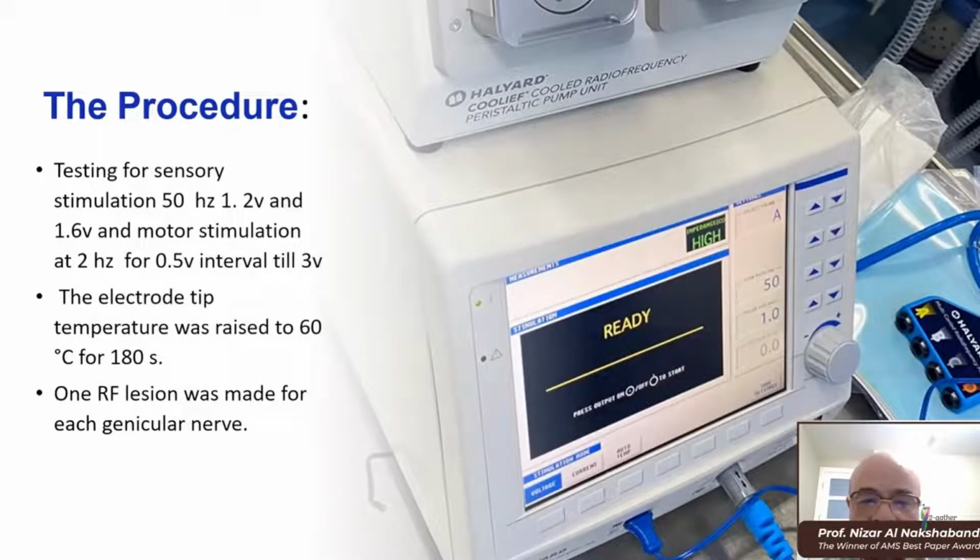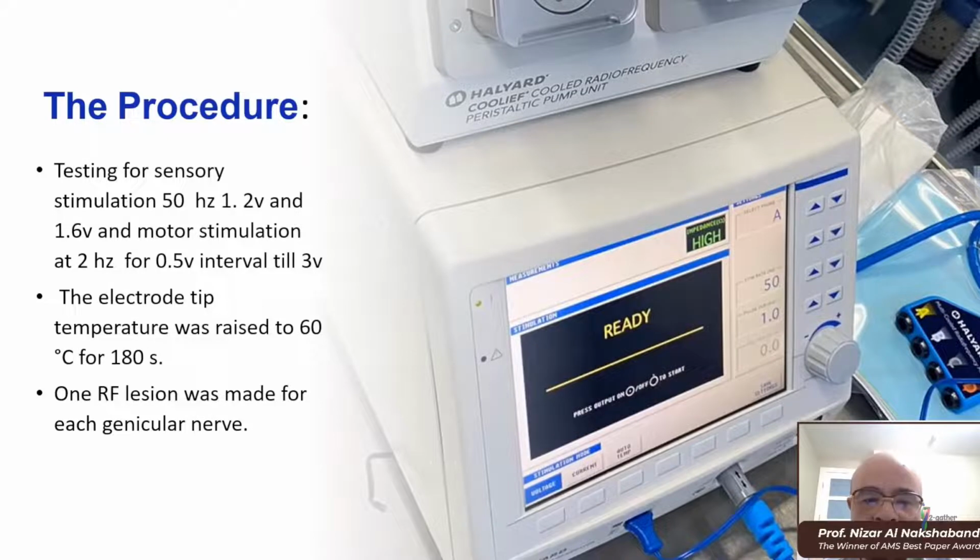After that, the probes are connected to the radiofrequency ablation. We use the Avanos Coolief machine. We test for the sensory stimulation at 50 Hertz, 1.2 volts, and 1.6 volts. Patients usually express heat at 1.6 volts, then you know you're at the geniculate nerve.